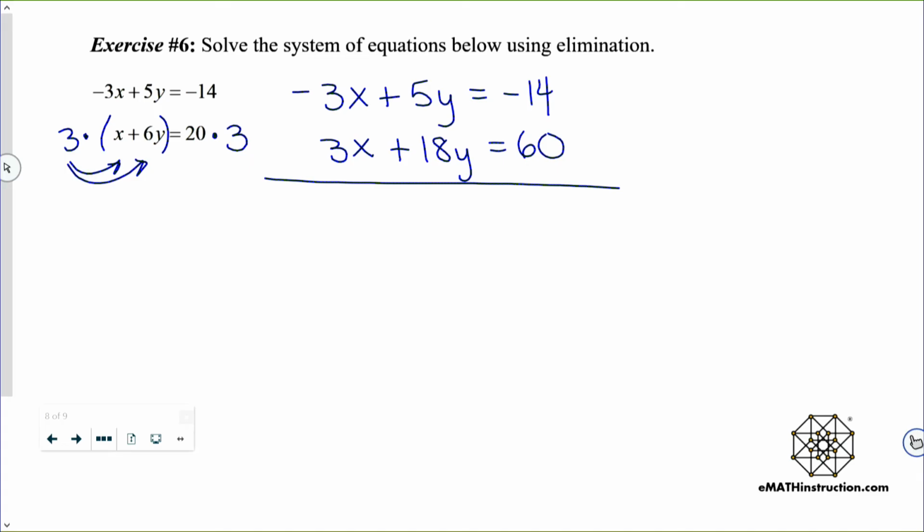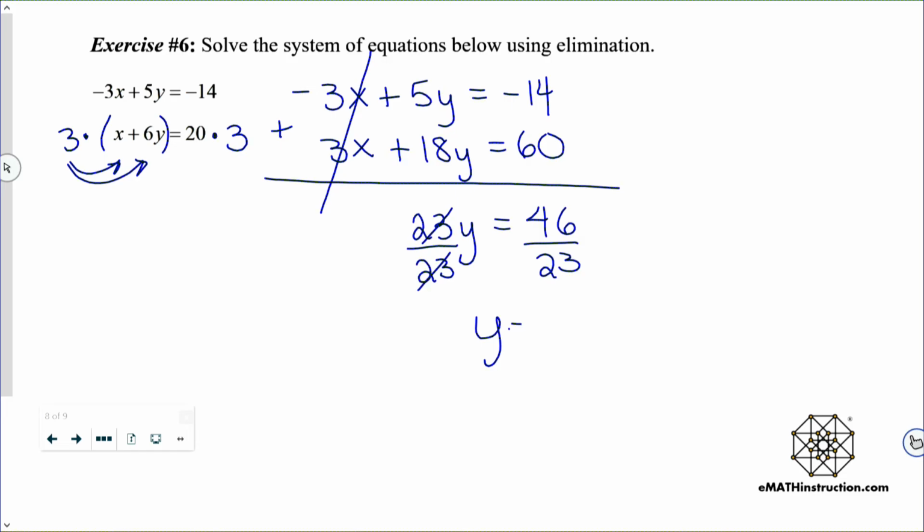Right? I now put a little line down here. I add. Negative 3x and positive 3x cancel. 5y plus 18y is 23y. And 60 plus negative 14 is positive 46. Notice now I've got that one-step equation. I divide both sides by 23. 46 divided by 23 is 2.